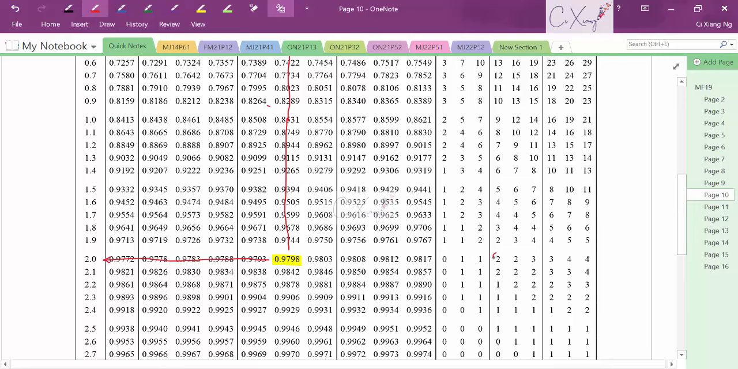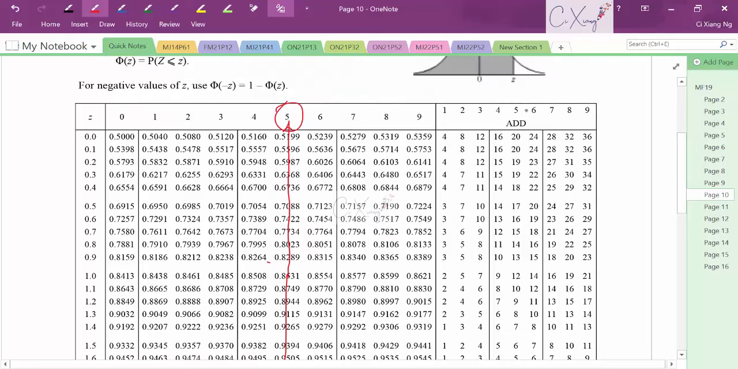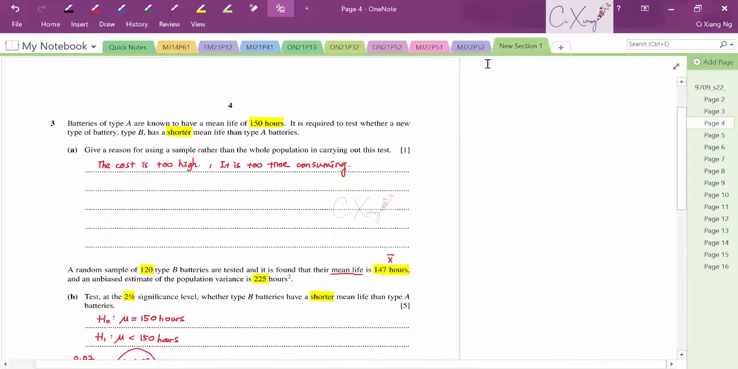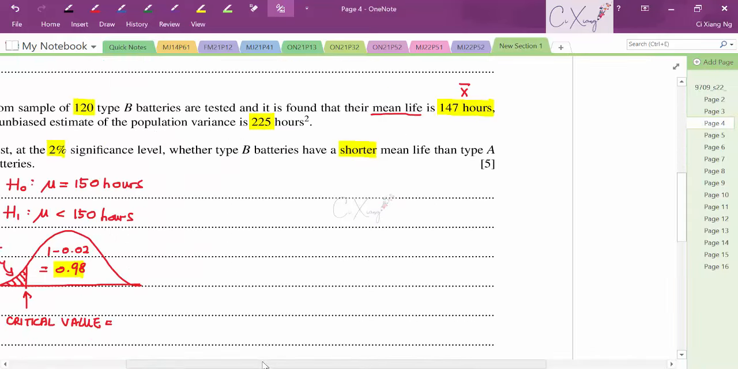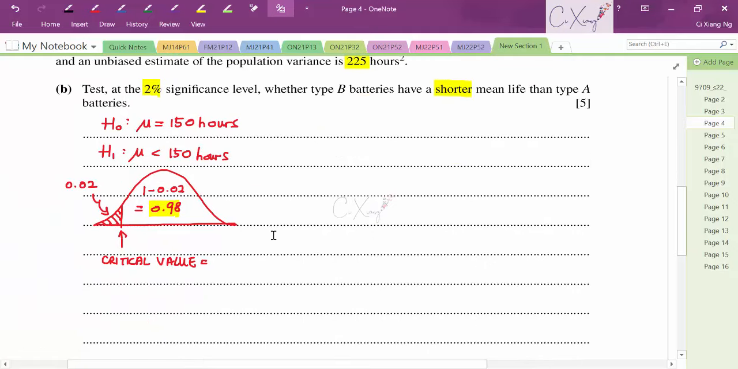So 2.05, and after that 0.9798, I need to add 2 at the last digit. If I want to add 2 at the last digit, there are two options that you can use here. You can either put 2.054 or 2.055 as your answer. Okay, so let's continue from here. The critical value can be 2.054 or 2.055, up to you.